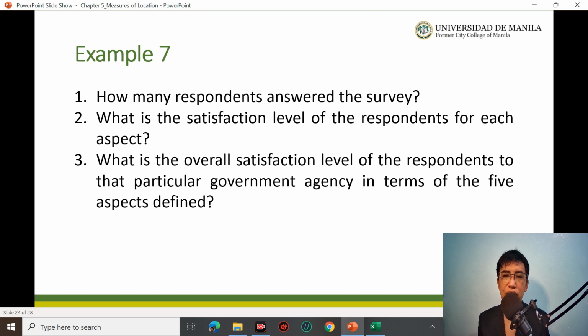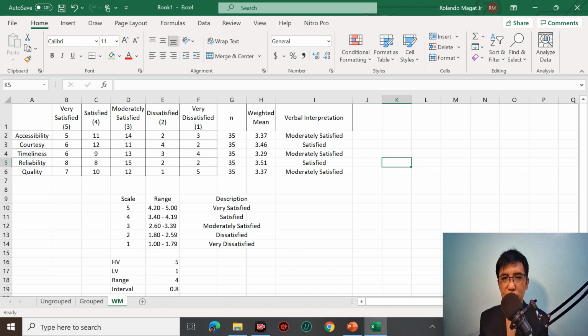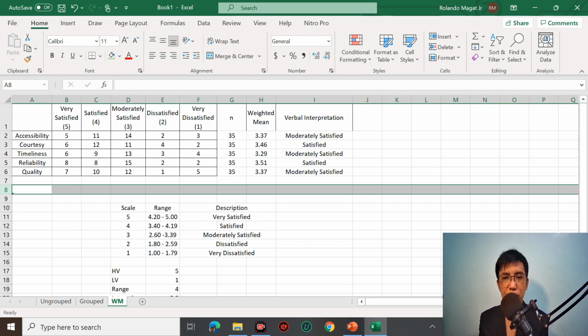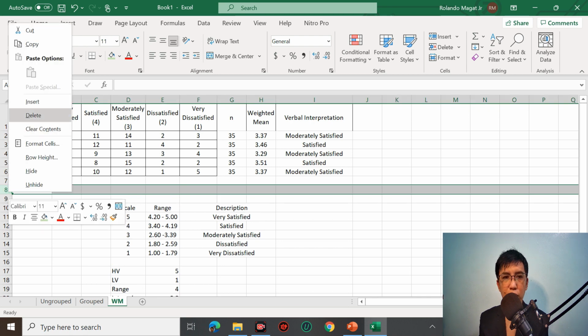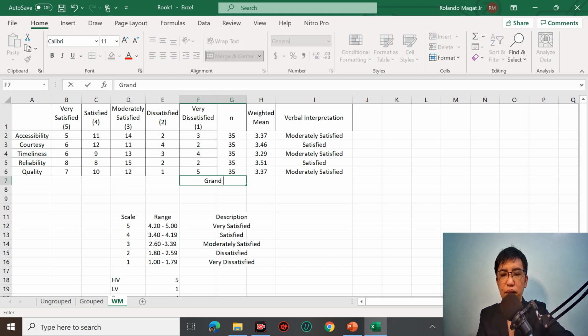And what is the overall satisfaction level of the respondents of that particular government agency in terms of the 5 aspects defined? Okay? So, ano naman yung overall satisfaction level nila? So, how do we do that? So, actually, magdadagdag ako ng insert ako ng row para mas ma-visualize nito. So, I'm going to merge here, type in grand mean.